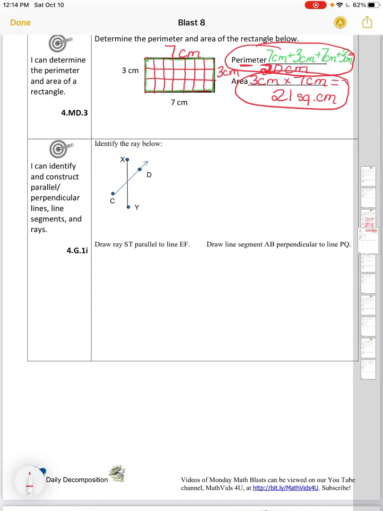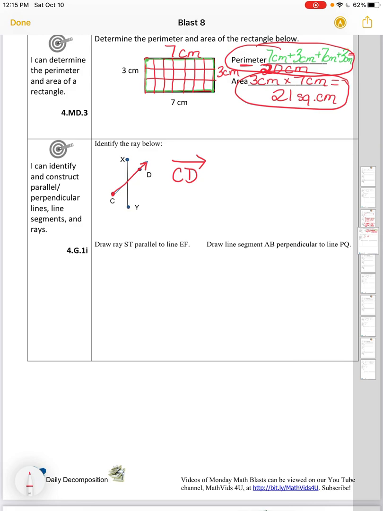I can identify and construct parallel, perpendicular lines, line segments, and rays. Identify the ray below. So a ray has an endpoint and then continues on in one direction to infinity. So this point C, continuing on here to the side where point D is my ray. So I'm going to draw the ray symbol and below that write CD. And the letters have to be in that order because we need the first letter to be the endpoint. And then we move in the direction to the arrow.